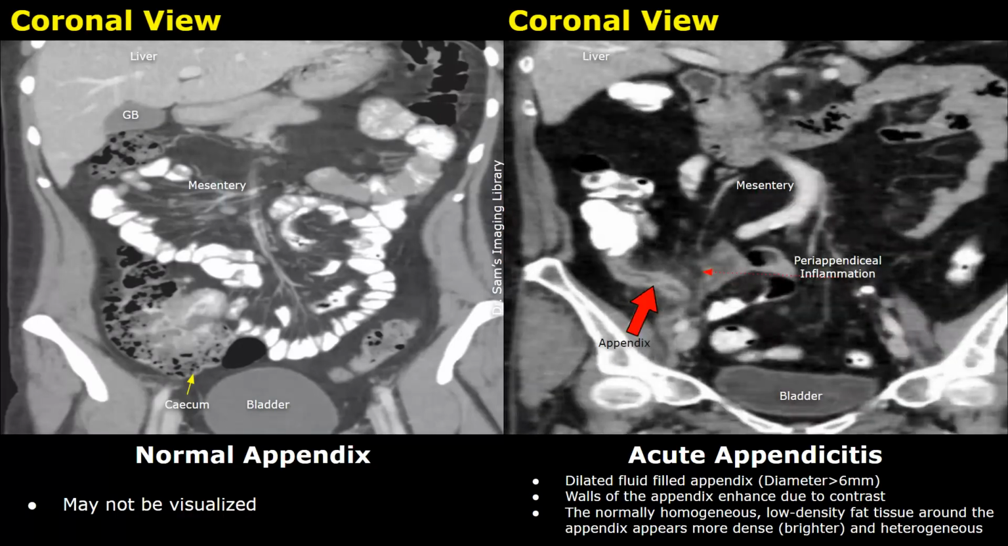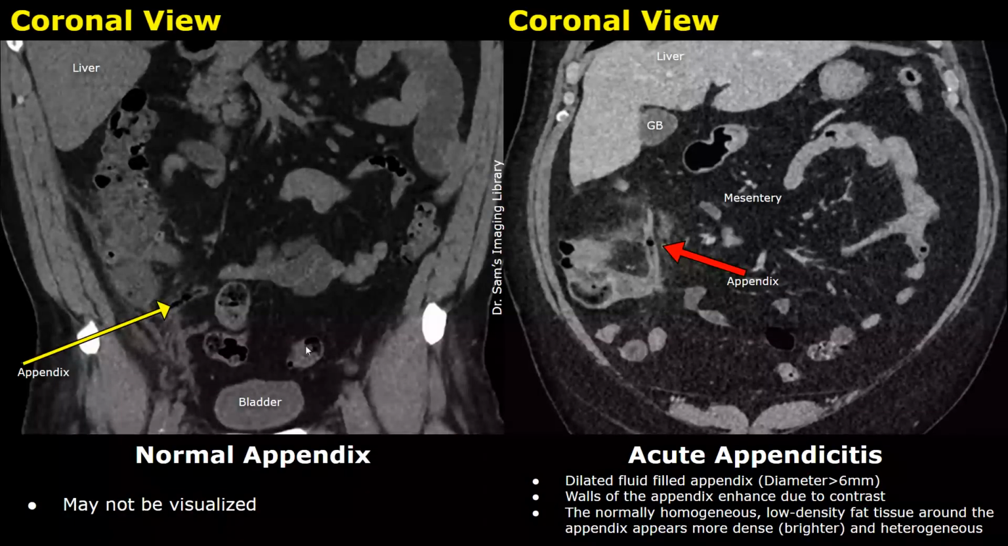This is another image of the same case. The enlarged appendix is seen more clearly here with periappendiceal inflammation present. Here is another coronal image showing the normal appendix. This appendix is filled with gas. The black area within the appendix is gas. Since the appendix is not enlarged, the gas is a normal finding.